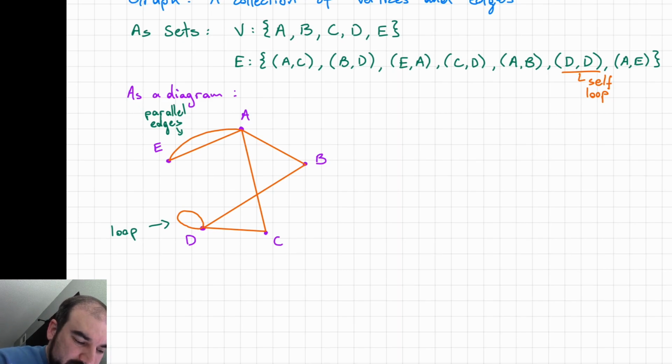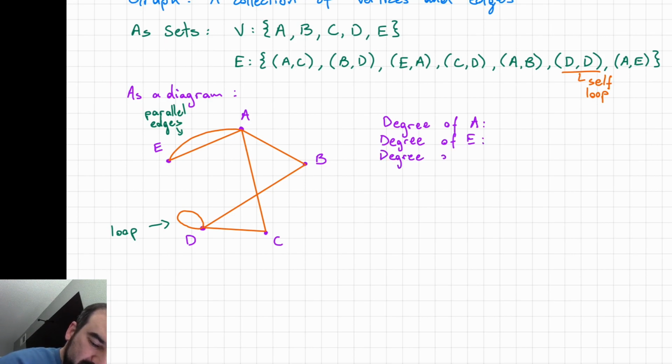Right, so terminology-wise, we have things called degree. The degree of A, we'll talk about. The degree of E is an interesting one to look at, and then degree of D is another interesting one. Degree is essentially the number of edges that are connected to a vertex.